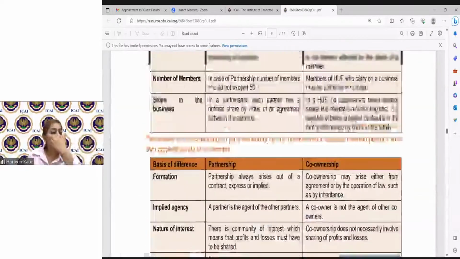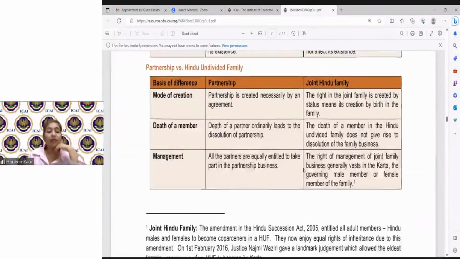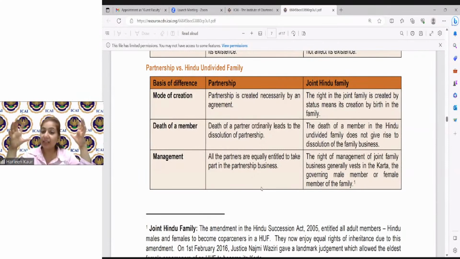So let us just go through the HUF points as well as partnership. So what is HUF? The family business that you're doing, Hindu undivided family or joint Hindu family, you can say that. So where any Hindu family who is doing business together, it says that is different from a partnership firm. In HUF, the family members by status, means by birth, they become the members.